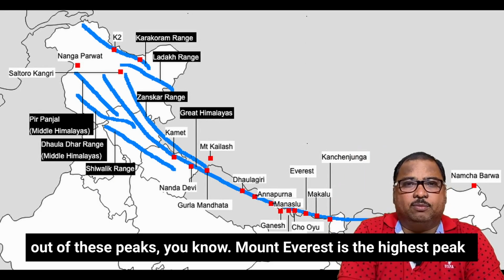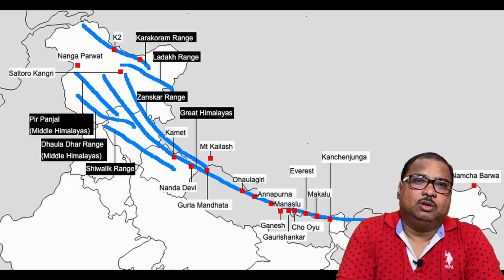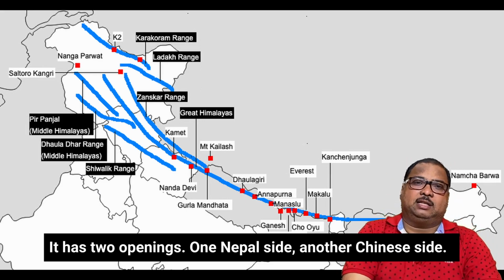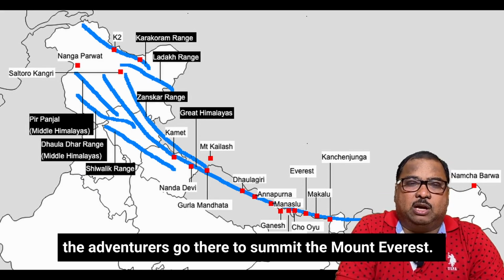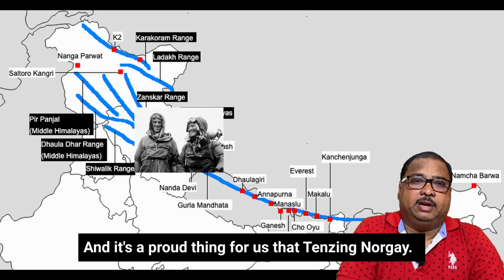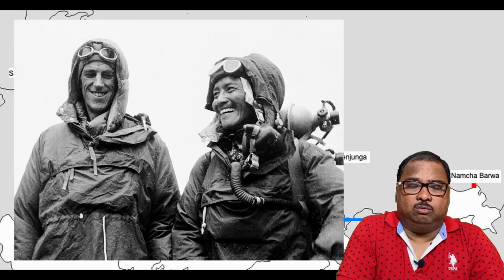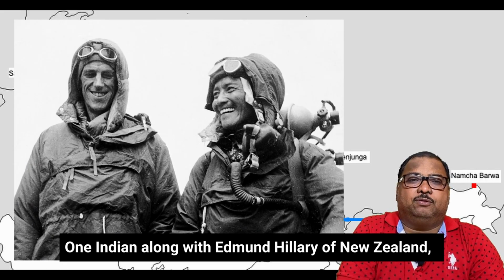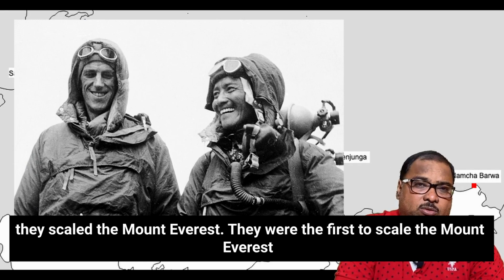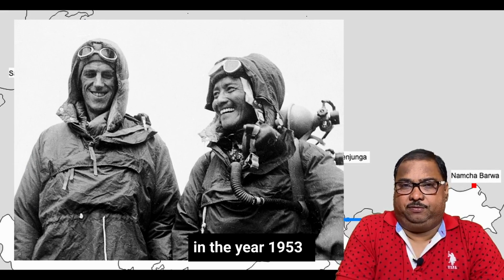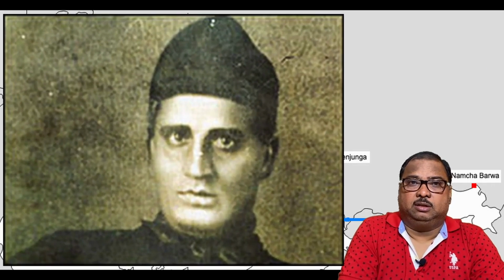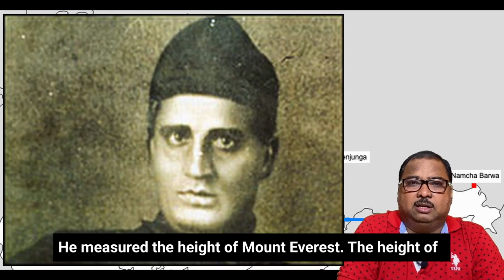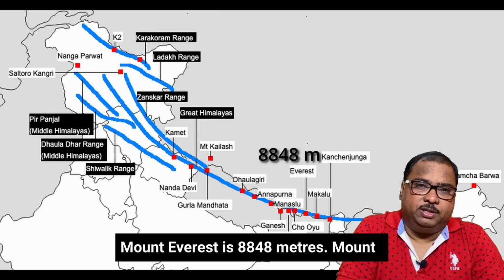Out of these peaks, you know, Mount Everest is the highest peak in the world, which is located in the Nepal. It has 2 openings, one Nepal side, another Chinese side. Every year, the adventurers go there to summit the Mount Everest. And it's a proud thing for us that Tenzing Norgay, one Indian, along with Edmund Hillary of New Zealand, they scaled the Mount Everest. They were the first to scale the Mount Everest in the year 1953. And another Bengali gentleman, Radhanath Sikdar, he measured the height of Mount Everest. The height of Mount Everest is 8848 meter.